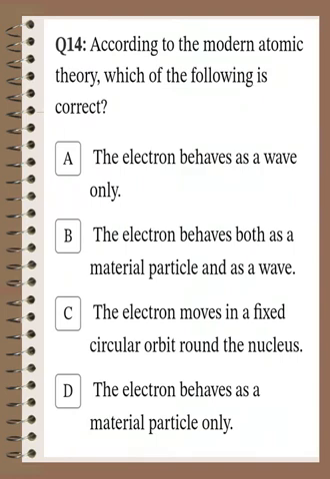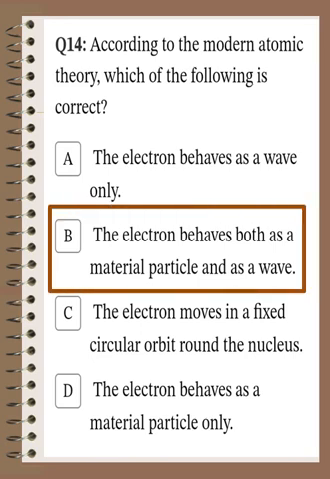Question number 14. According to the modern atomic theory, which of the following is correct? The electron behaves as a wave only. The electron behaves both as a material particle and as a wave. The electron moves in a fixed circular orbit around the nucleus. The electron behaves as a material particle only. What do you think? I think number B will be the right one. The electron behaves both as a material particle and as a wave.